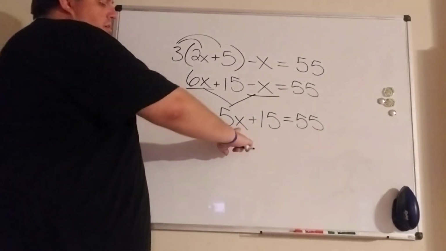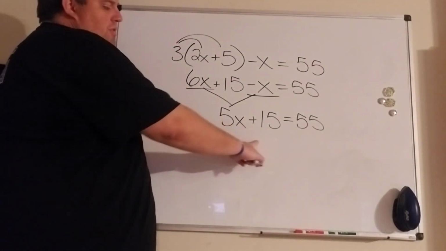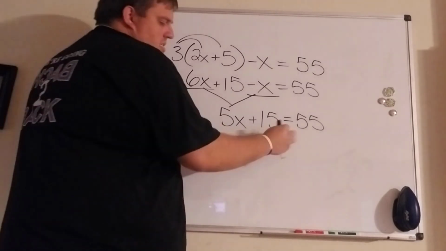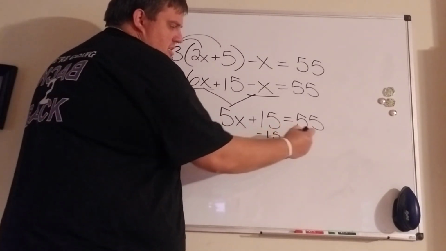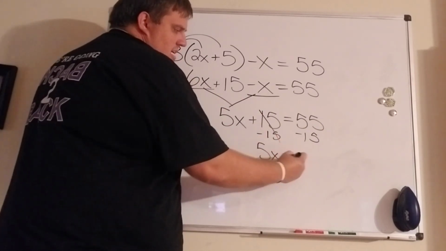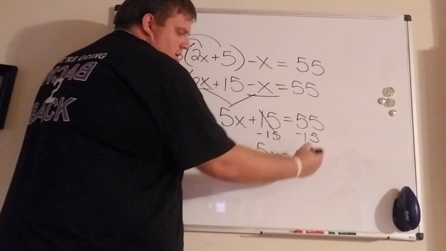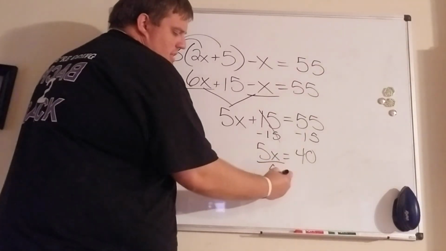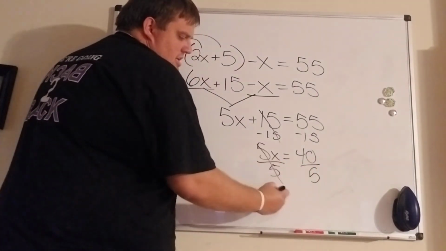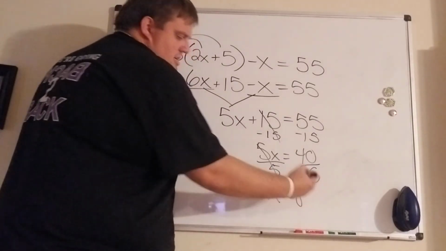But if you don't, whenever we want to get x by itself, always get rid of whatever we add or subtract to it first. So to get rid of this plus 15, we're going to subtract 15. That's going to leave us 5x equals 40. And then to get rid of the 5, we're going to divide by 5. And x is 8.